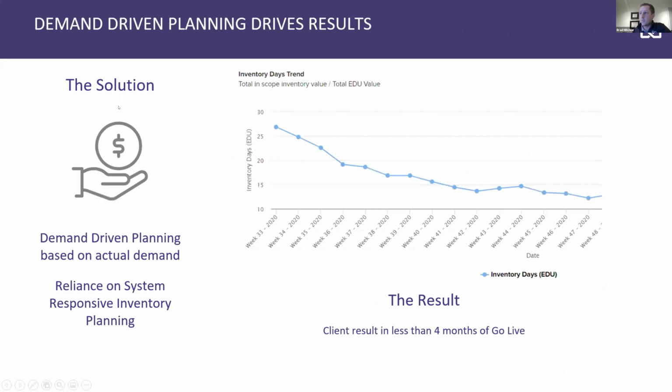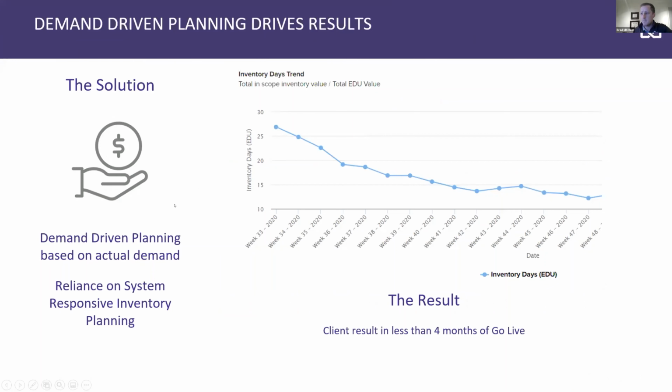Using demand-driven MRP, we see a much faster time to value, a much quicker way to align inventory to actual demand. This is an example from just one of our many clients who's able to reduce inventory and get great results by using this very simple system in a short amount of time.